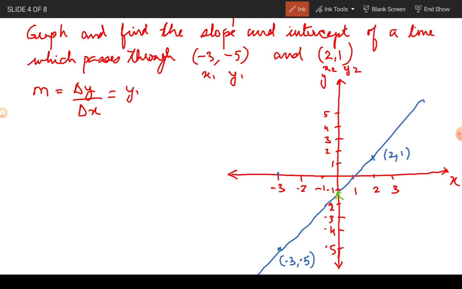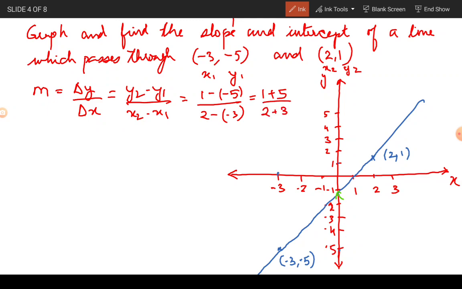So delta y is y2 minus y1 divided by x2 minus x1. So I'm going to write this as 1 minus -5 divided by x2 minus x1 will be 2 minus -3. Remember, since it's minus of -5, it will become 1 plus 5, and in the denominator it's minus of -3, so it will become plus 3, which means it is 6 by 5. So the slope of the equation is positive 6 by 5.